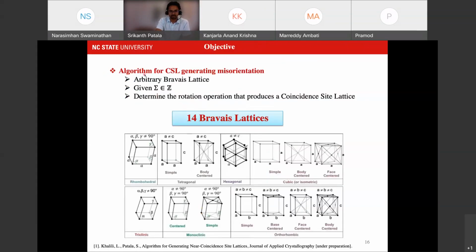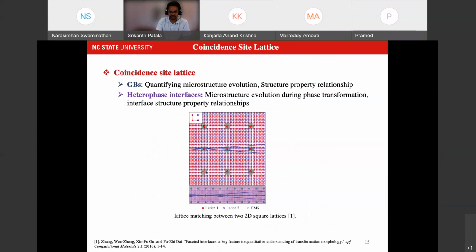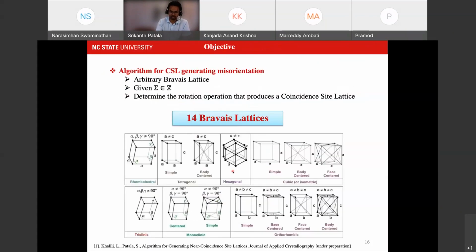So this is the algorithm for generating what are called coincident site lattices. In this example, the sites where I have coincidence between the parent and the product phases are coincident sites. Similar coincident sites exist for grain boundaries as well. The challenge here is how do I generate these coincident site lattices for an arbitrary Bravais lattice? There are algorithms for high symmetry systems, for example cubic, but for arbitrary Bravais lattices this is pretty complex. And for any given degree of coincidence, the sigma here gives you the degree of coincidence between the two lattices.